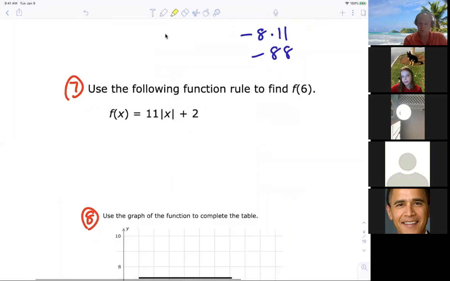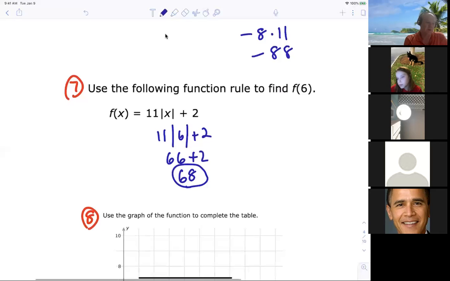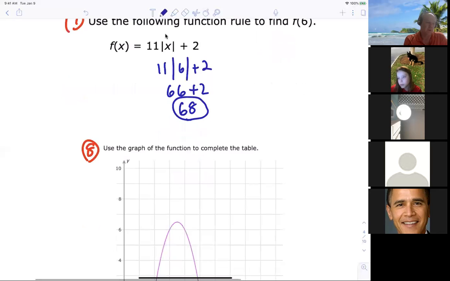Okay, number 7. Here we go. 11 times the absolute value of 6 plus 2. The absolute value of 6 is 6. 6 times 11, 66. Final answer. Wait, what is the absolute value? If it was negative, you just make it positive. So if it was negative 6, it would have to be positive. Got it. Absolute value is the distance from 0.